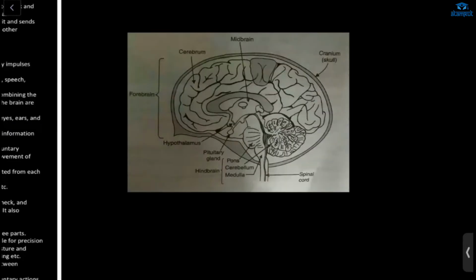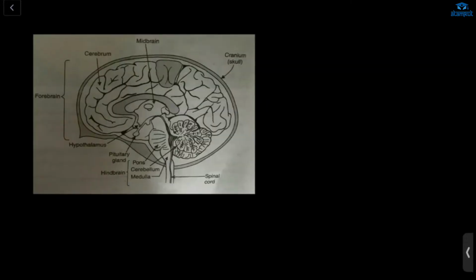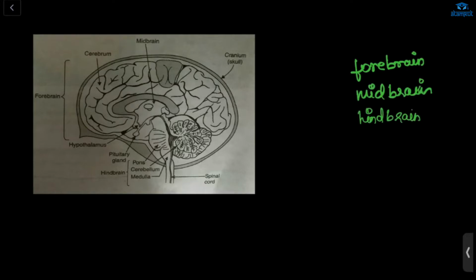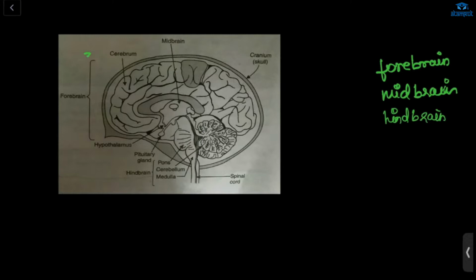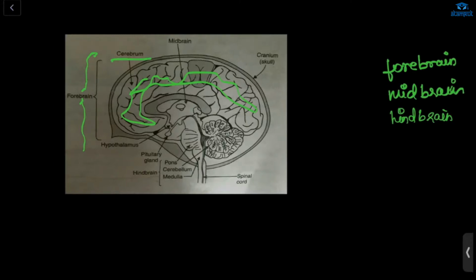The brain is divided into three parts. That is forebrain, then midbrain, then hindbrain. You can see here this forebrain, right? So what does it contain? All these things are forebrain. It contains the cerebrum.